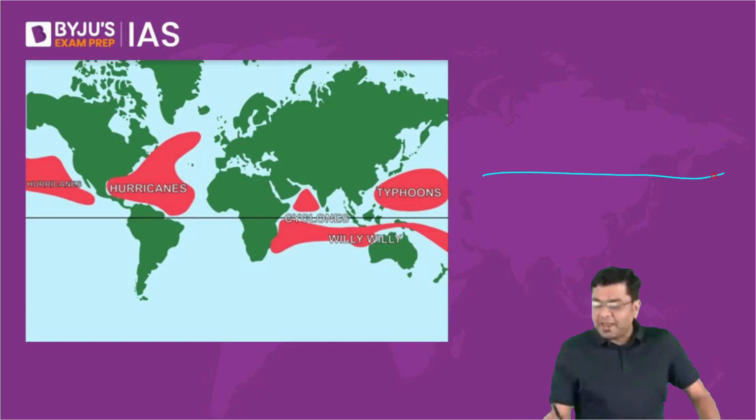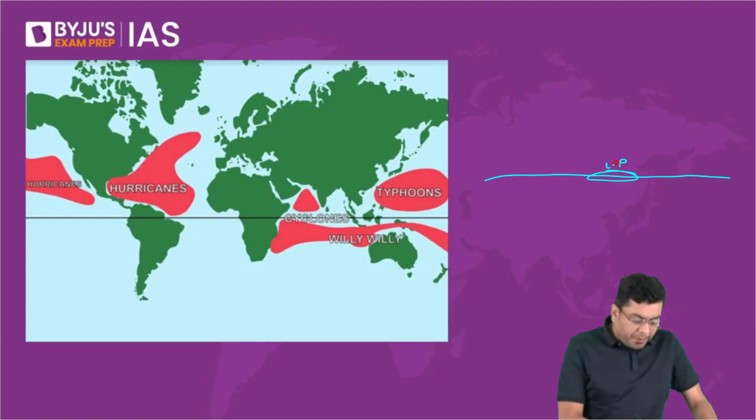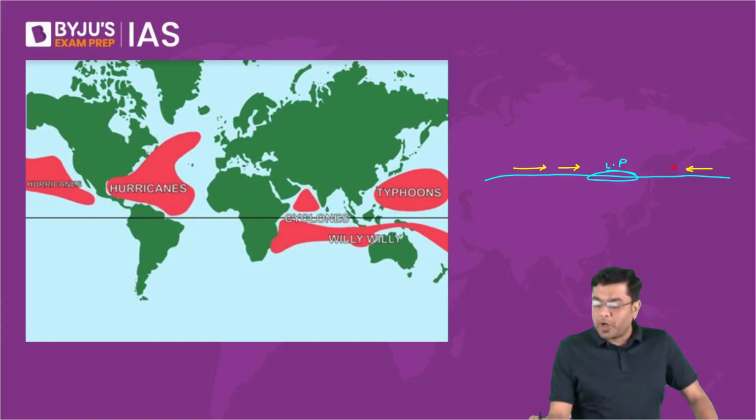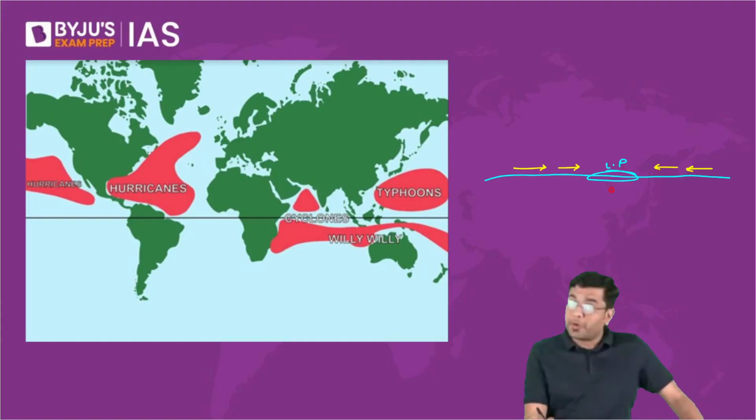Wherever you have a very large water body, let's suppose, once that water body gets heated up beyond a temperature of around 27, 28 degrees Celsius, that is when you have the creation of a low pressure. Now, this low pressure would attract winds from all sides, and the winds that it would attract would also move over the water body, carrying a lot of moisture in the process.